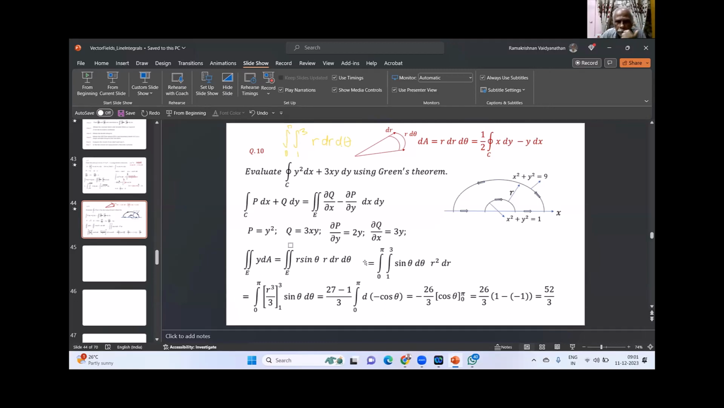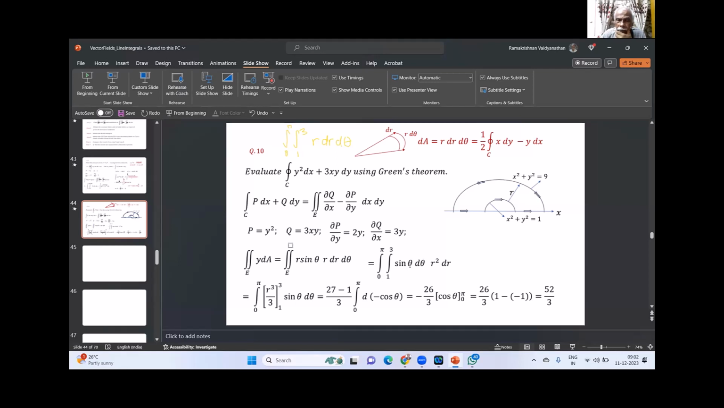And this is very simple because it is separated. Theta is separated and r is separated. So I can put this limit for theta. Later, I will put the limit for r squared first. So r cube by 3. And then this is 26 by 3. And then the integral of this one you should know.